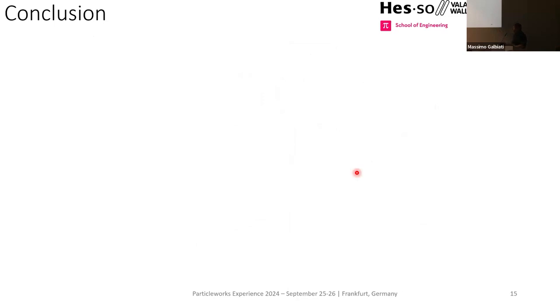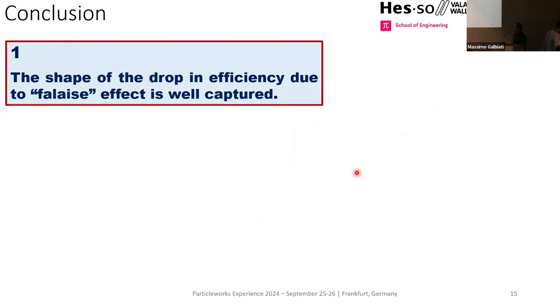So the conclusion, and there are 3 points. First, we are able to capture the shape of the drop in efficiency due to the falaise effect. This is, I would say, maybe quite new for the community. Not a lot of people tried to capture such a drop in efficiency before, so this is a very good result. This is why we also published the results.